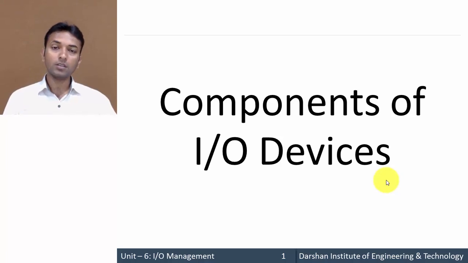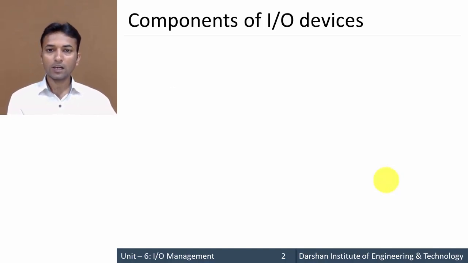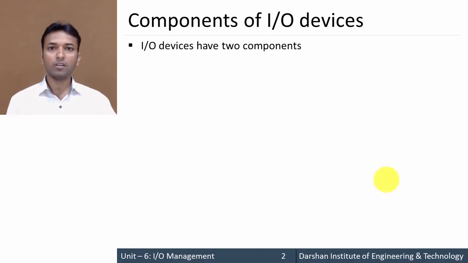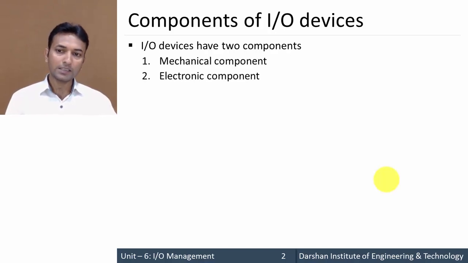Hello everyone, in this video we will learn about components of I/O device, that is input and output device. So let us start with the components of I/O device, which are the different components of any input and output device. Each and every device has two different components. First one is mechanical component and second one is electronic component.